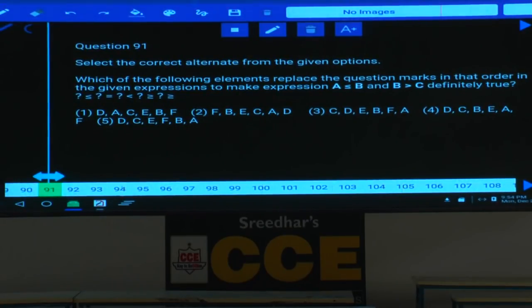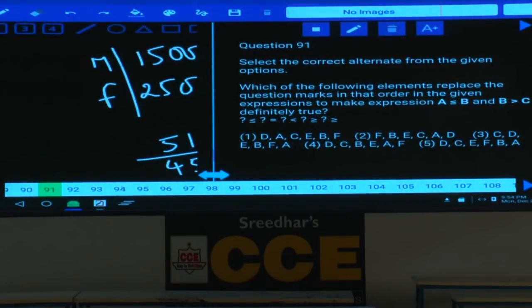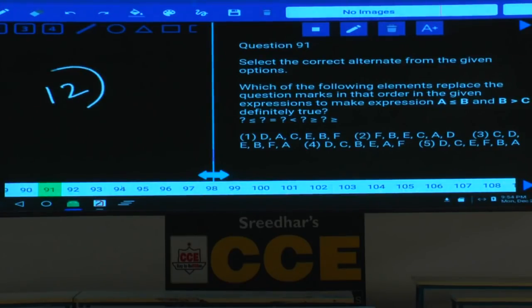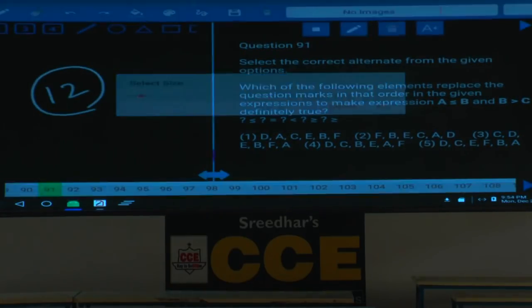Now paper number 12. Now in this paper number 12, question numbers 91 to 95. Now tell me question numbers 91 and 92. Now these two questions are based on coded inequalities.